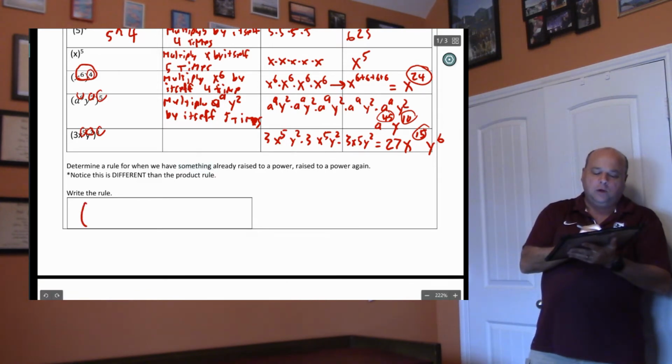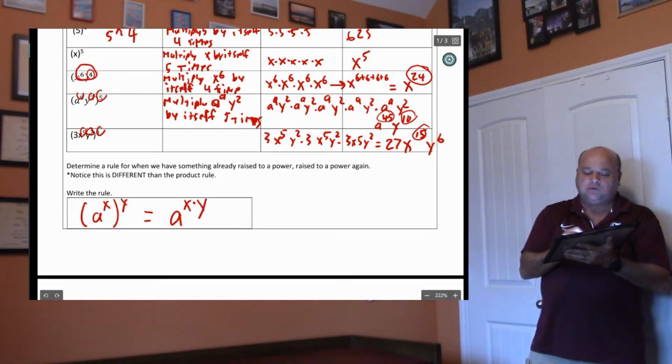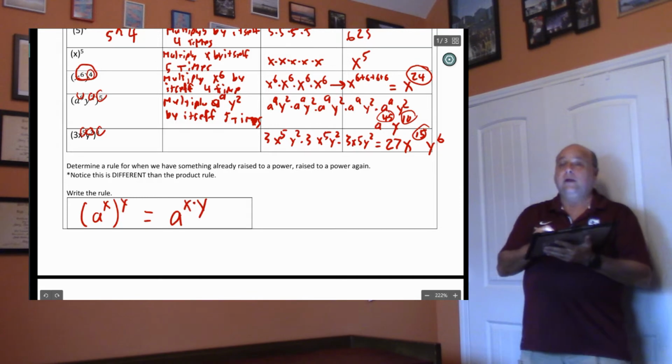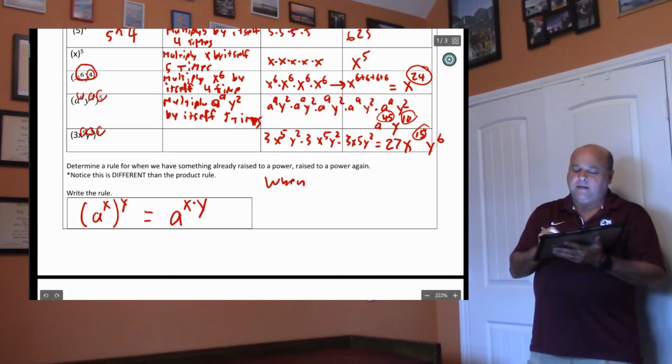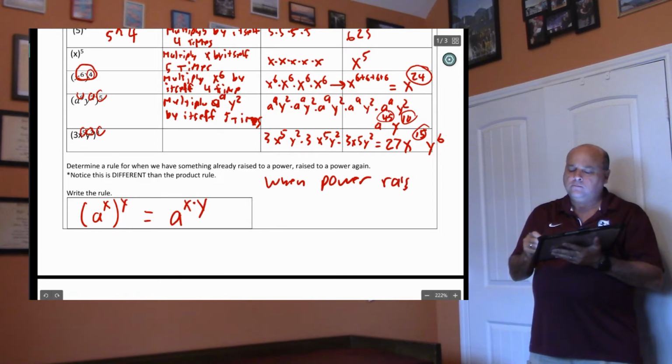So the rule would be a to the x to the y would be a to the x times y. So in words, when you have a power raised to a power, multiply the exponents.